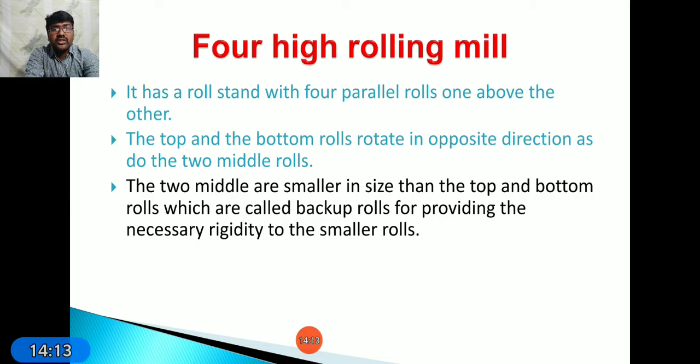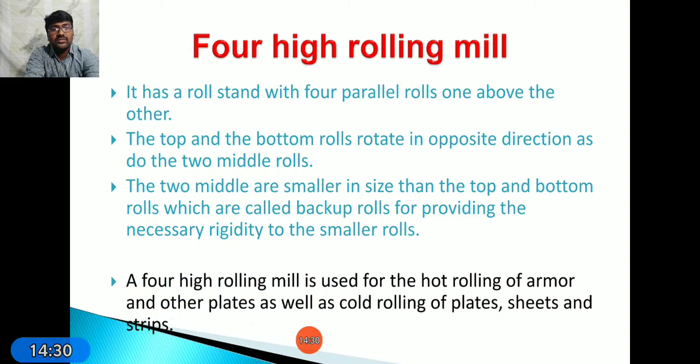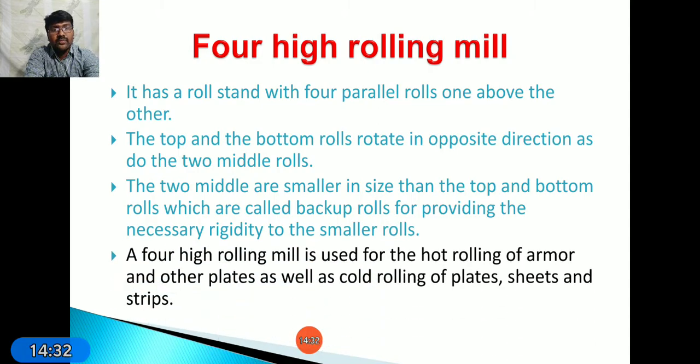While rolling hot material, some amount of force will be developed on the working rolls. Due to this, the rolling process cannot be done accurately. For that case, we are using backup rolls. They support the working rolls. Next, a four high rolling mill is used for hot rolling of armor and other plates, as well as cold rolling of plates, sheets and strips. In that way, we are using the four high rolling mill.